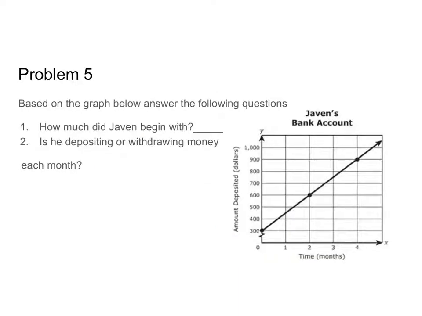Based on the graph below, answer the following questions. How much did Javin begin with? Well, he began with $300. Is he depositing or withdrawing money? Well, he's going to be depositing because the graph is increasing.